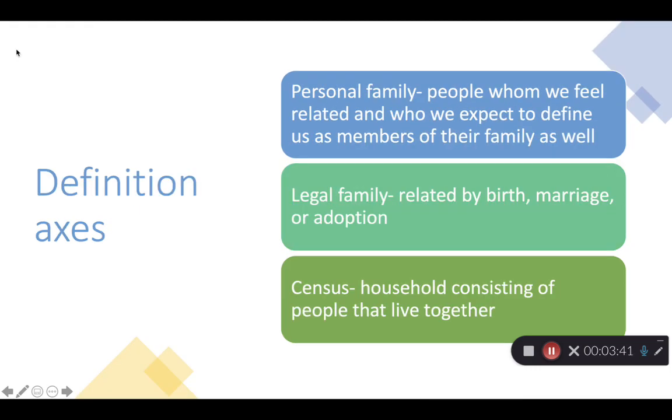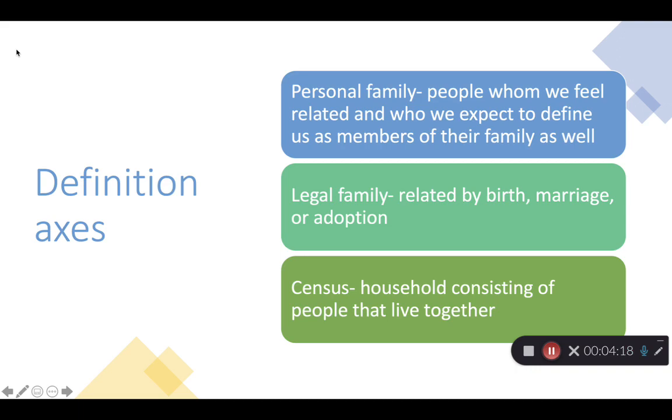So the book gives some definitional axes, a central way of being able to perceive families. And it breaks it up into personal families and legal families. So the personal family is the people whom we feel related to and who we expect to define us as members of their family as well. And this opens up the definition of family, saying that relation doesn't necessarily need genetics. It needs that common expectation of care, of desire to belong, of willingness to accept, considering each other our family. Again, these are all meanings that are created through social interaction.